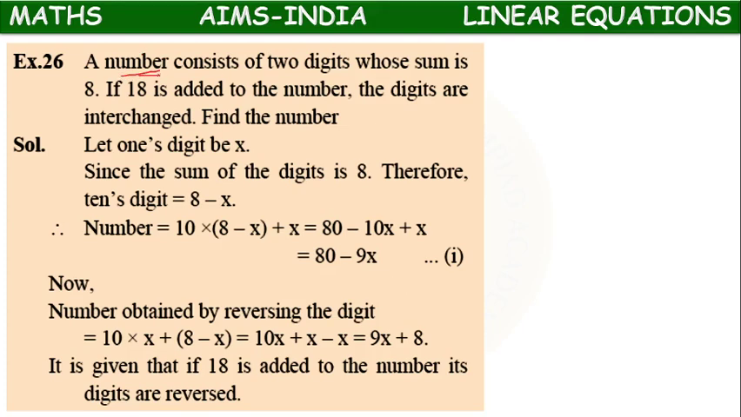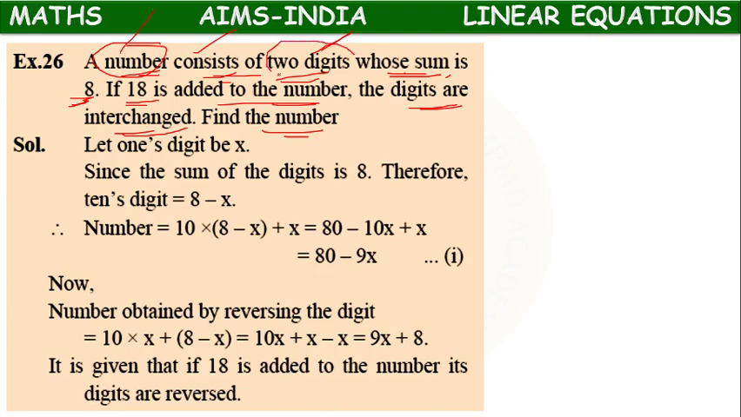Next. A number consists of 2 digits whose sum is 8. If 18 is added to the number, the digits are interchanged. Find the number.